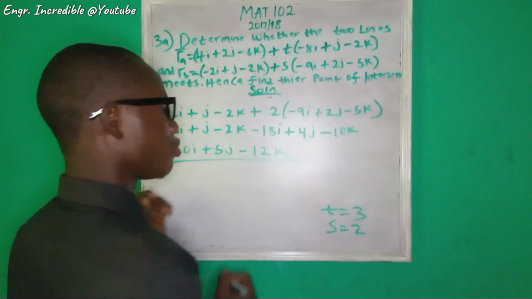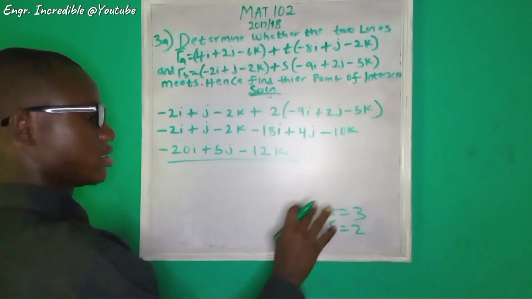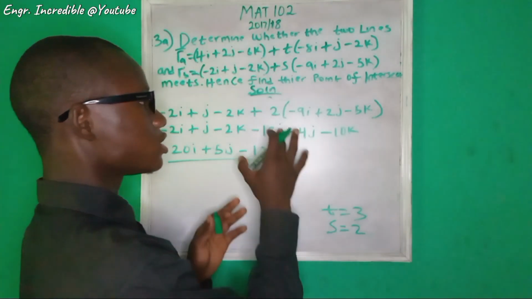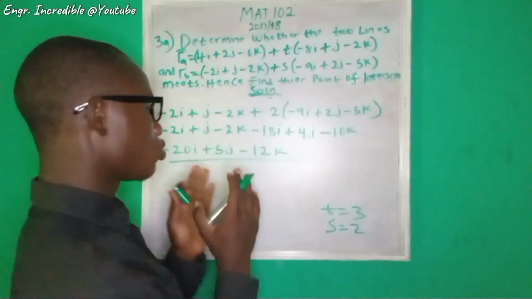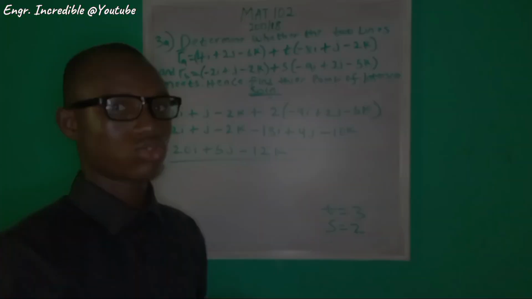Right here is the point of intersection between these 2 lines. You will realize that if you use the value of t instead of s, which I used, you are going to get the same answer as the one I got.